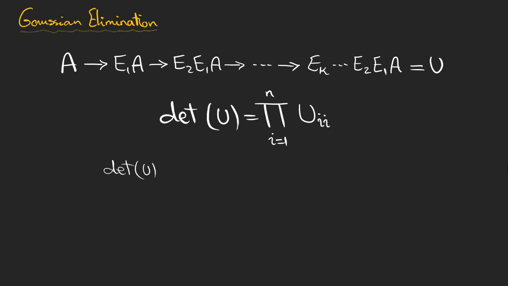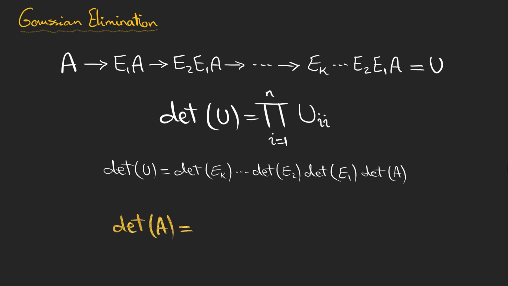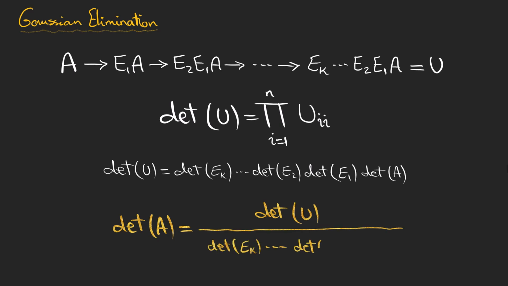We can also use this property for the determinant of the product of matrices to find a relationship between the determinant of the resulting matrix and the determinant of the original matrix we started with, which gives us this expression. Calculate the determinant of the upper triangular matrix by just multiplying the elements on the diagonal of the matrix and divide by the product of the determinants of the matrices associated with the elementary row operations, which are either 1, -1, or a constant number.